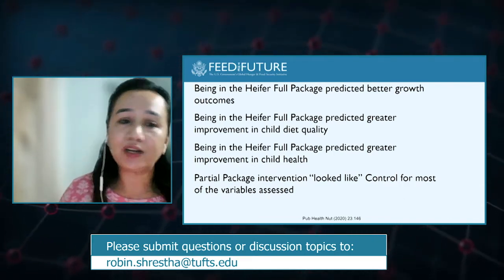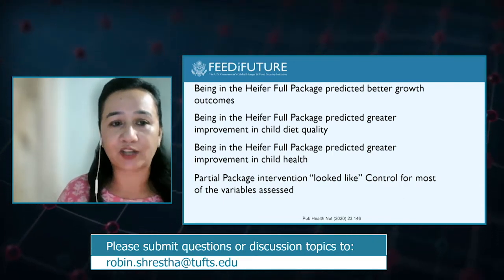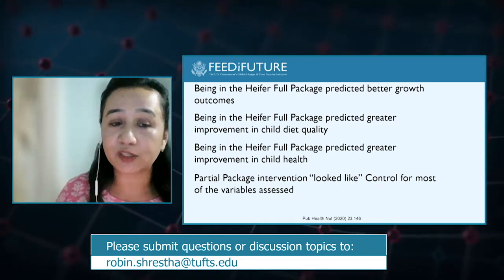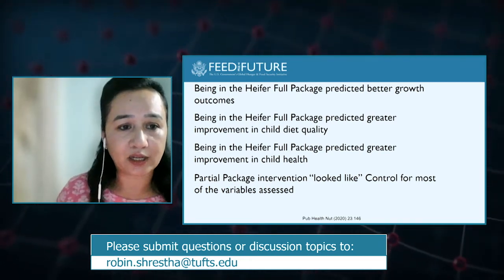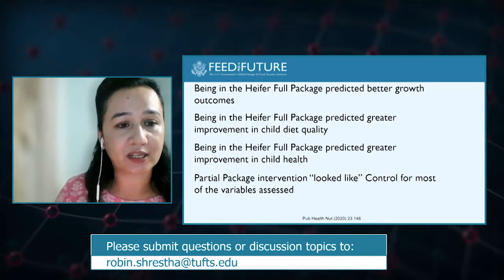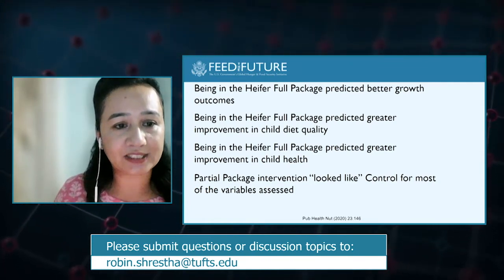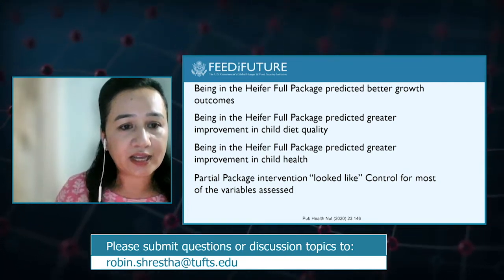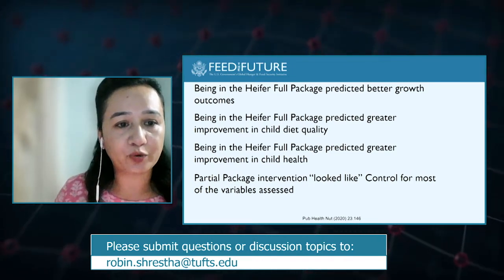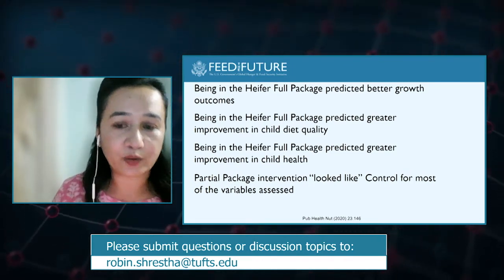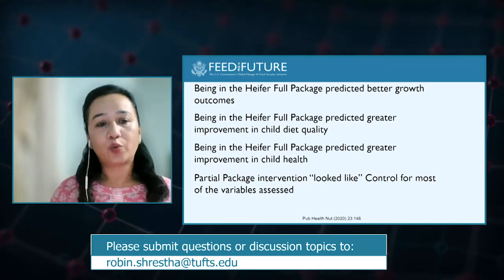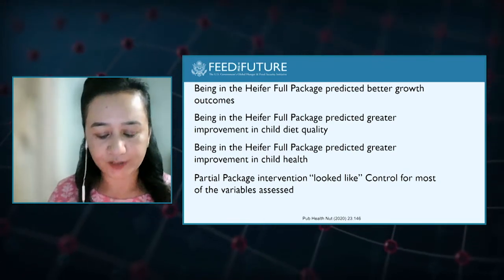So it clearly showed that being in the full package Heifer program predicted better growth. It predicted better improvement in child diet quality and greater improvement in child health, whereas the partial package was very close to what control was.